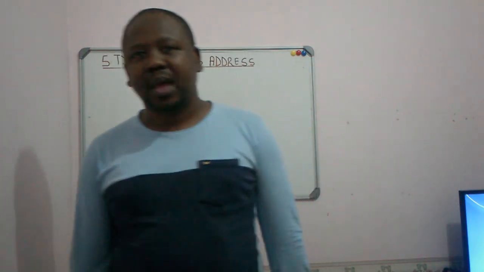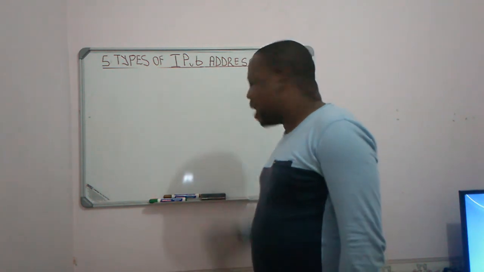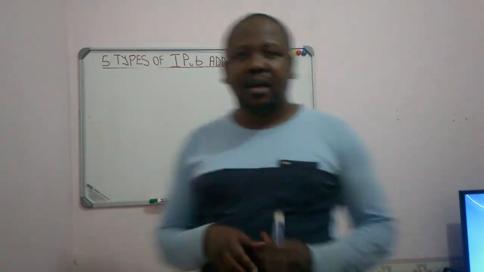Out of those 5 addresses, 2 of them we don't actually see in our configuration, and the other 3 we do see in our configuration. I'm going to start with the first 2 that we don't see. Our first address is the unspecified address. The unspecified address is used when our device doesn't have an IPv6 address.